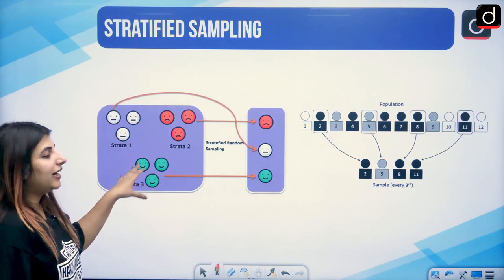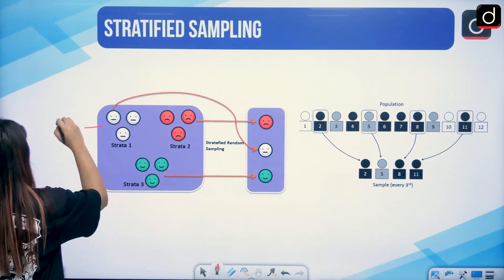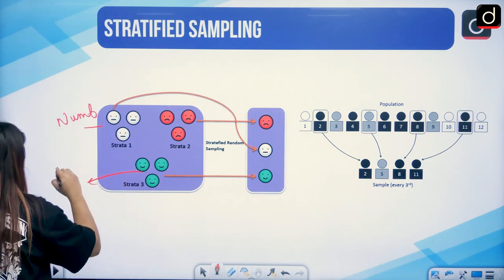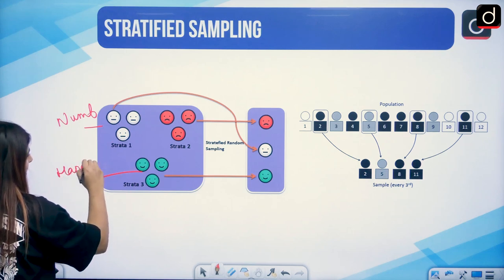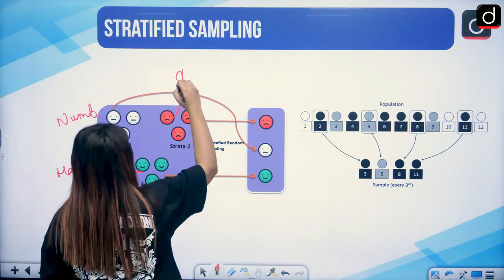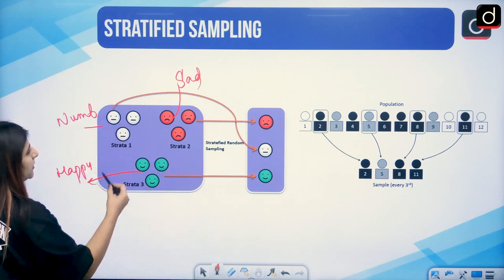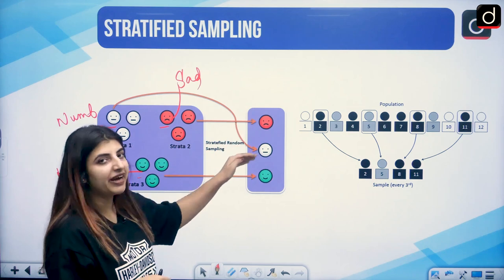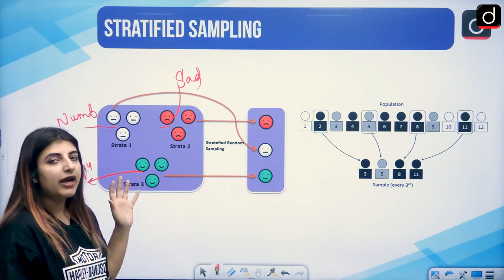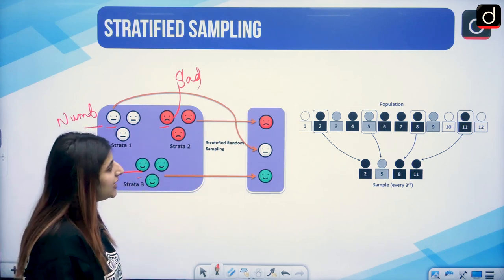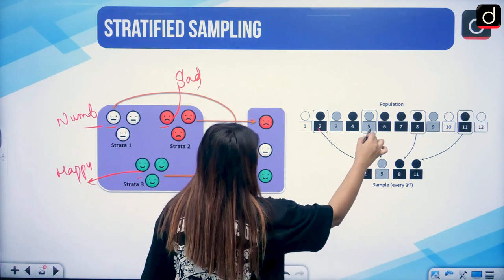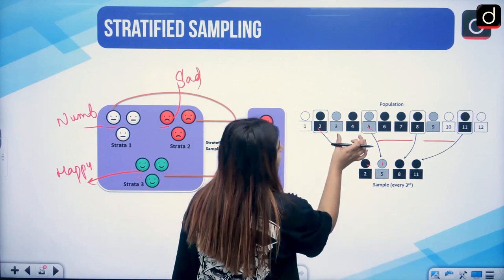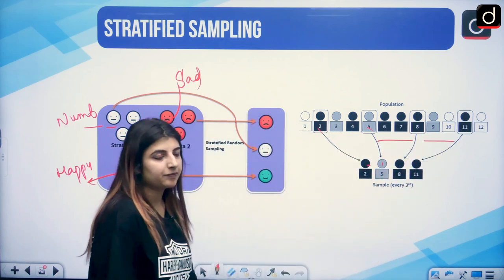Another example of the strata is, like, these people are feeling numb. These three are feeling happy. And these three are feeling sad, right? So I can choose one member from each group which defines the characteristics of the entire population, right? Here also see 2, 5, right? Then we are choosing the ones with a difference of 2.